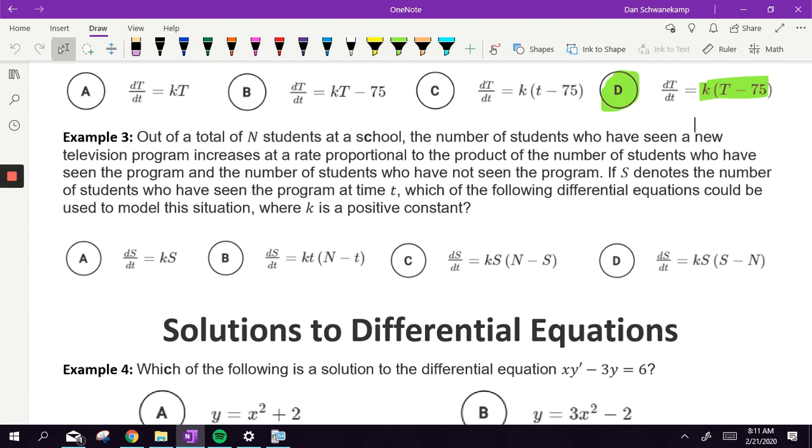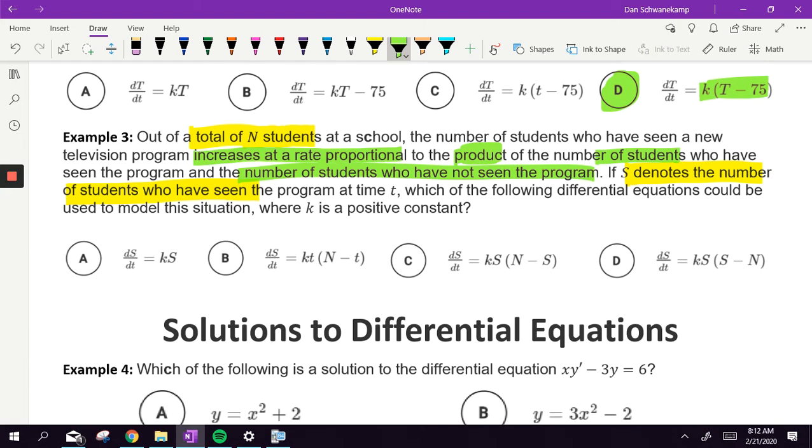This one's the toughest one, and we did the best on this one. Out of a total number N students, so N is the total number of students, some have seen the program and some have not. S denotes the number of people who have seen the program. Which of the following differential equations could model this? It says it increases at a rate proportional to the product of the number of students who have seen the program and the number of students who have not seen the program. So proportional, we got K. Product, so two things being multiplied together.